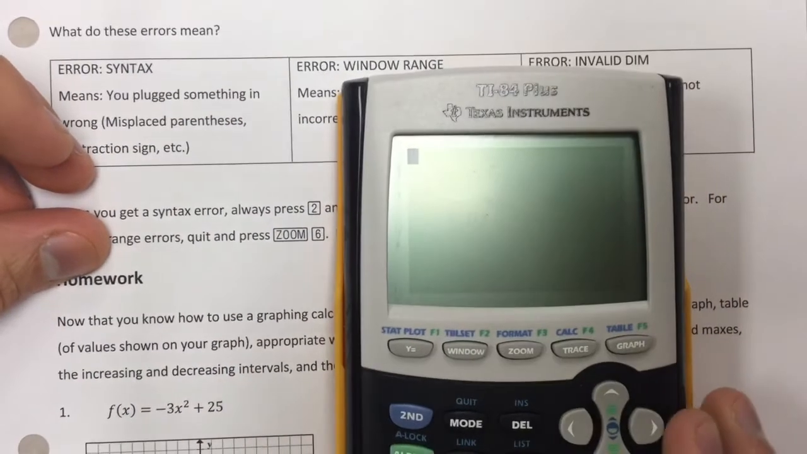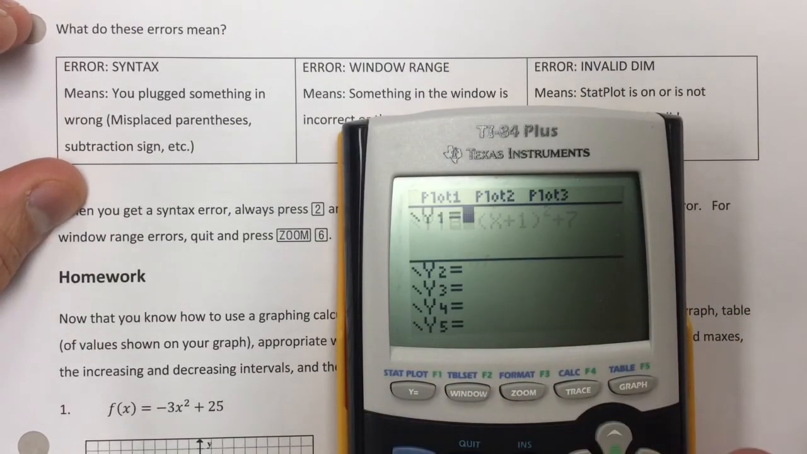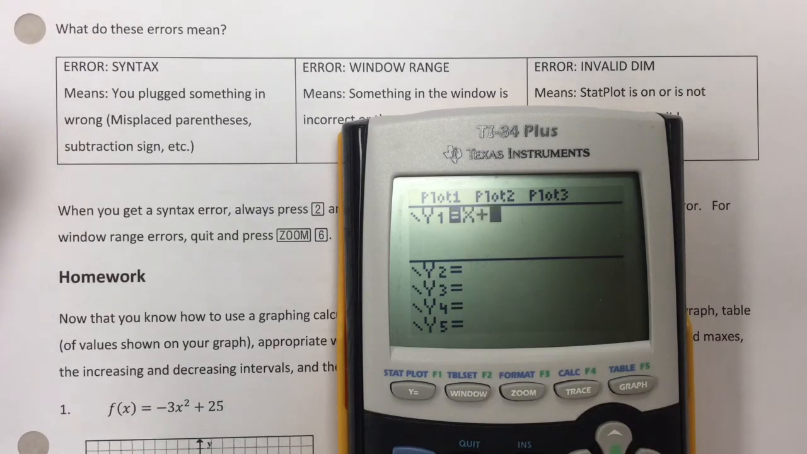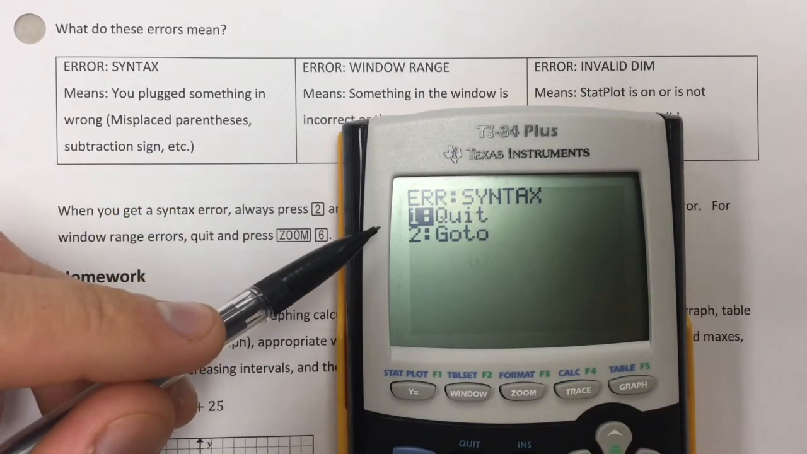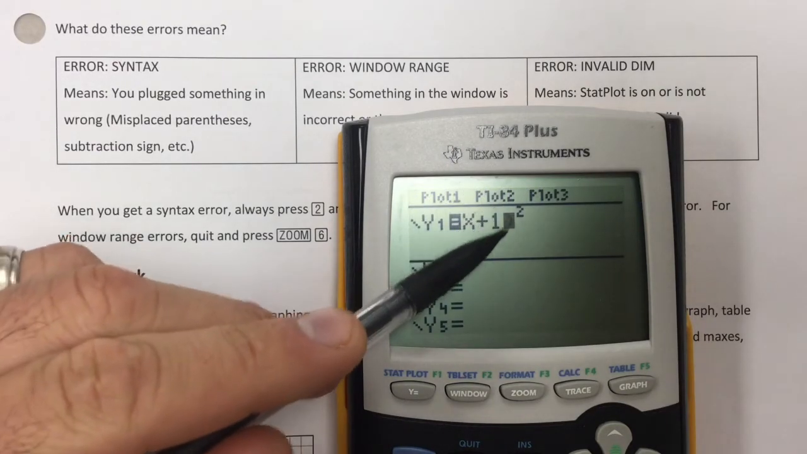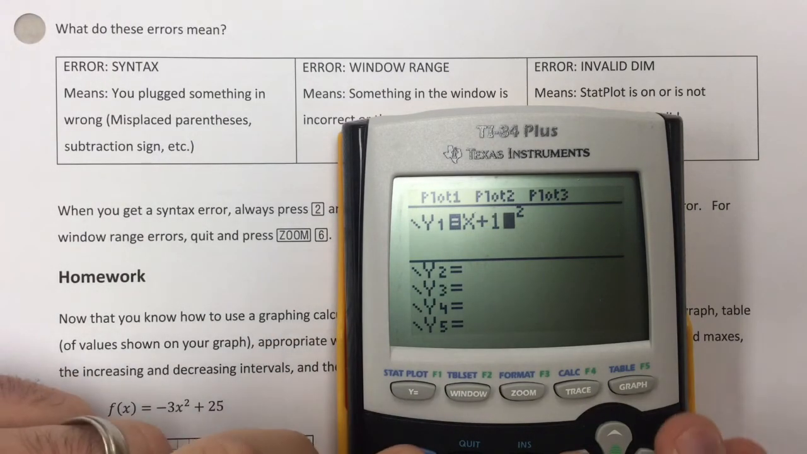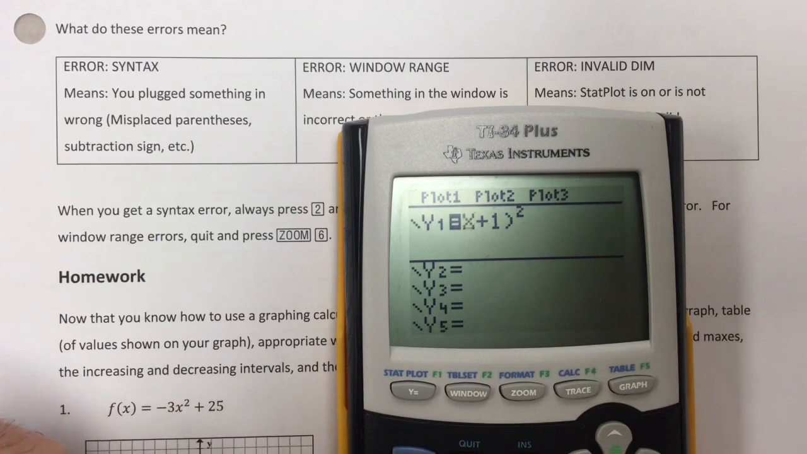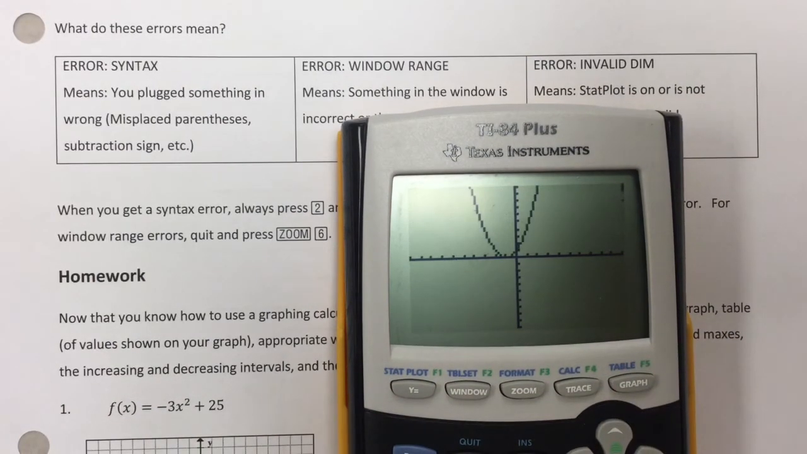So for example, if I type this in, let's say I did x plus 1 quantities squared, and I press graph, it says syntax error. Always press the go to for the syntax error. And it's telling me, oh, it's blinking on the parenthesis. It says I have the closed parenthesis, but I never had the open parenthesis. So then you have to realize, oh, if I press second insert here, I can use the open parenthesis here, and now it works. Similar thing would happen if you used a minus sign instead of a negative sign.